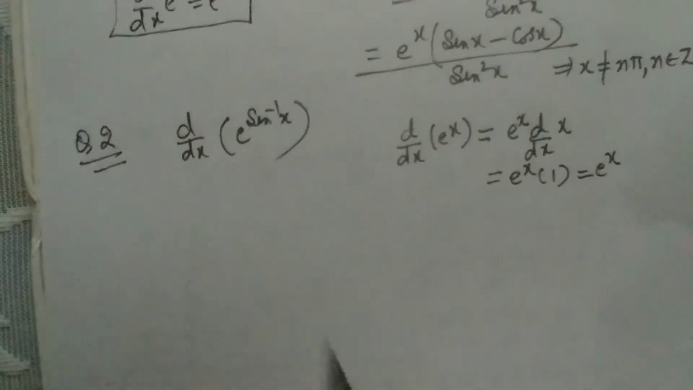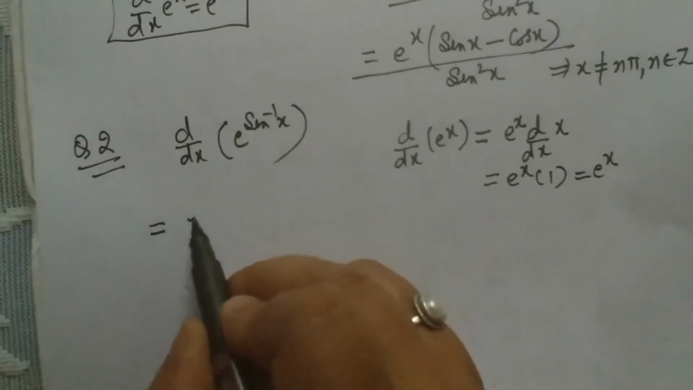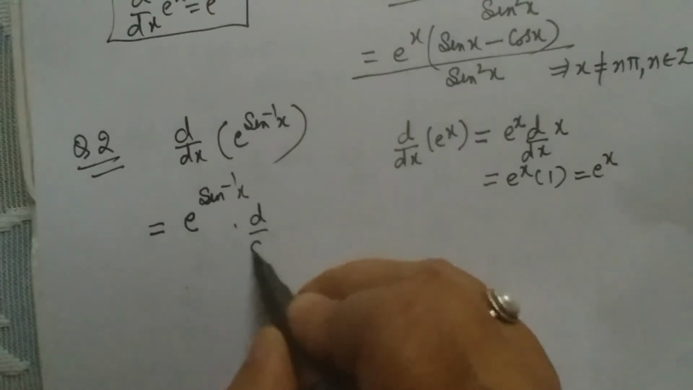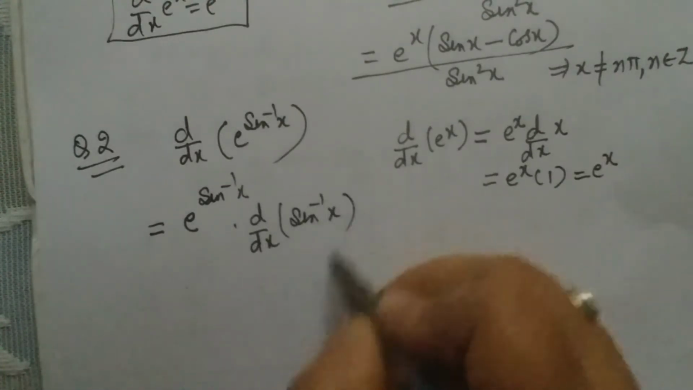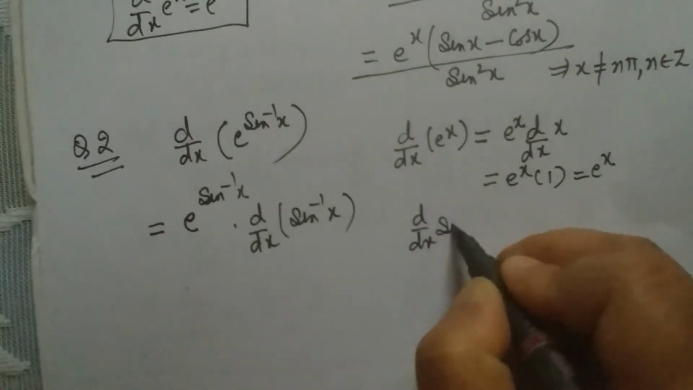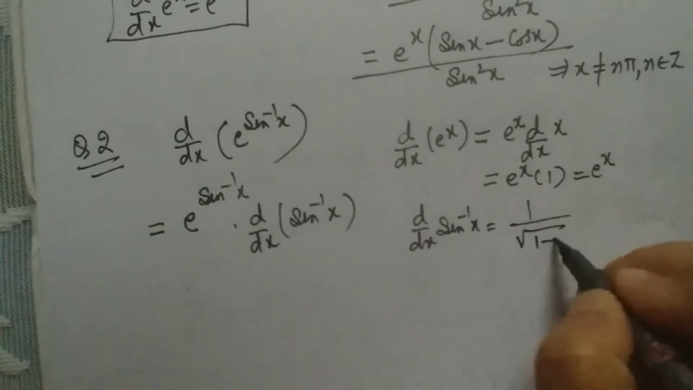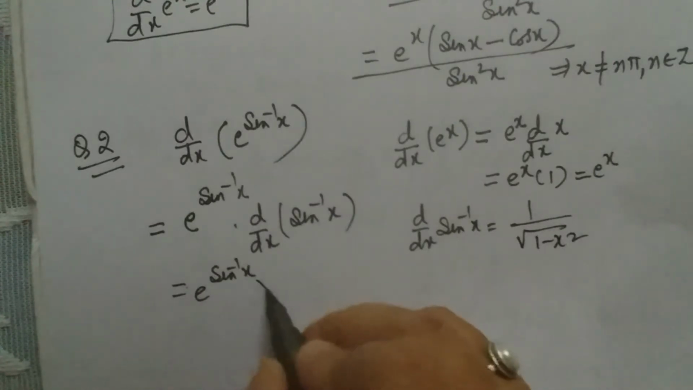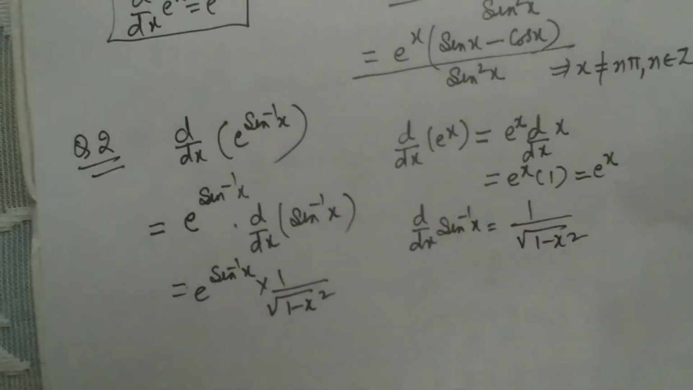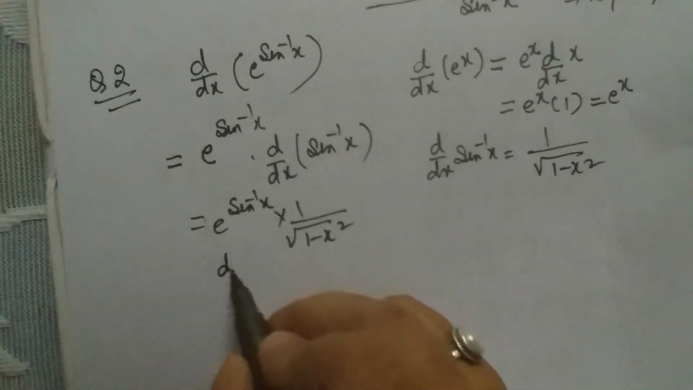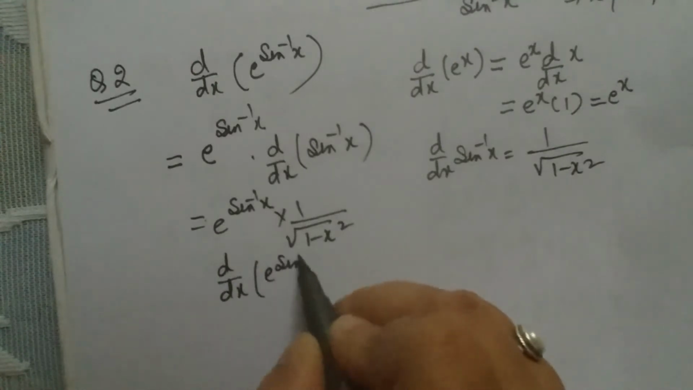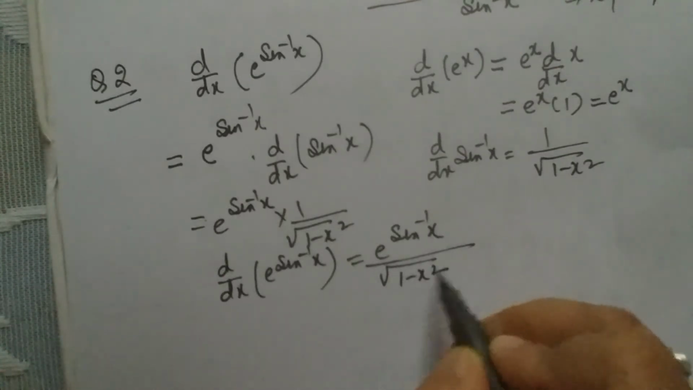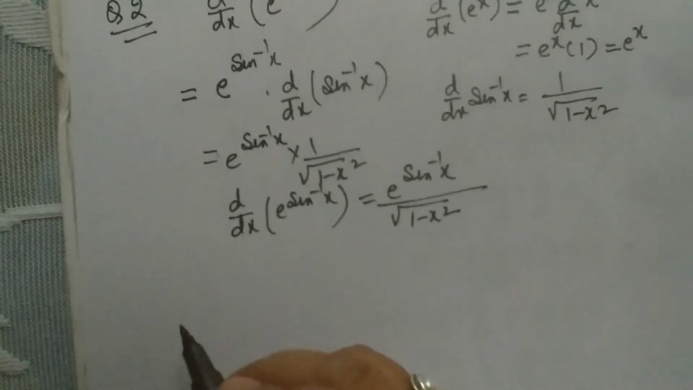Now when I need to differentiate this, okay, what will I get? Treat it as e raised to power, so it will be e raised to power sine inverse x into d/dx of sine inverse x. Okay, now you know what is d/dx of sine inverse x? It is 1 upon under root 1 minus x square. So I'll get e raised to power sine inverse x into 1 upon under root 1 minus x square. Okay, so that means the d/dx of e raised to power sine inverse x is e raised to power sine inverse x divided by root 1 minus x square.